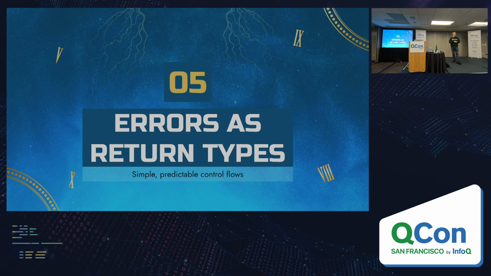Okay, so now we're going to move on to errors as return types. This one has mostly to do with control flow.